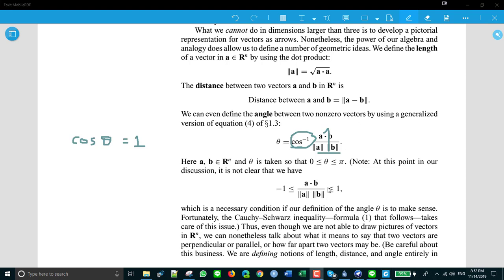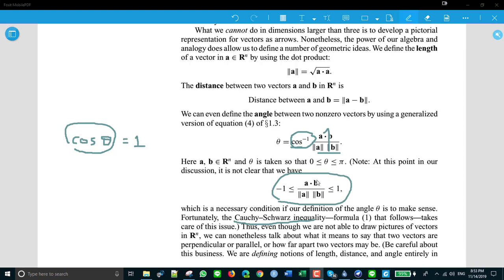But they say that this may not necessarily be between 1 and negative 1, but in order to take the inverse cosine, this has to be true, otherwise we have a problem. Remember that the cosine function is always going to be between 1 and negative 1, so that means this needs to be between 1 and negative 1. It says, fortunately, something we're going to prove in a minute takes care of this issue.